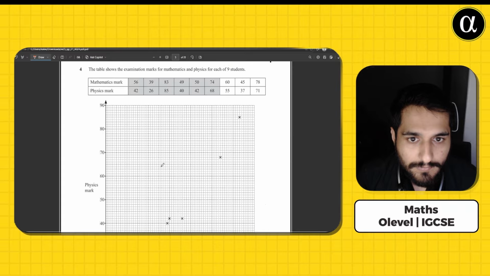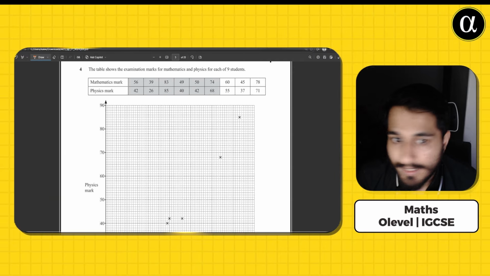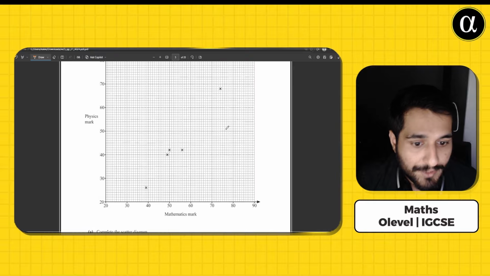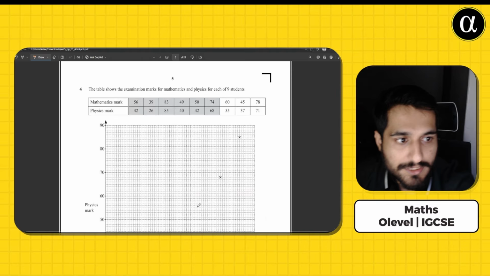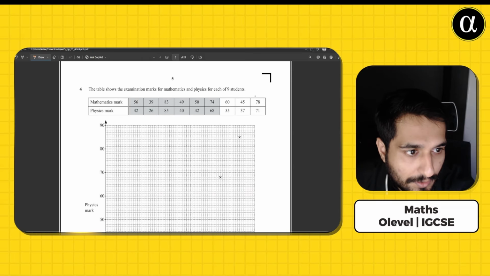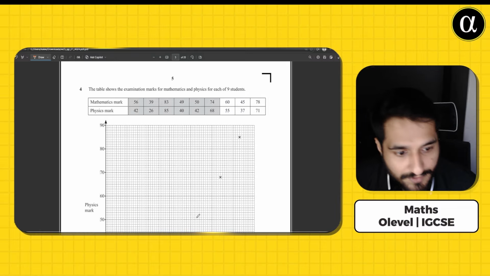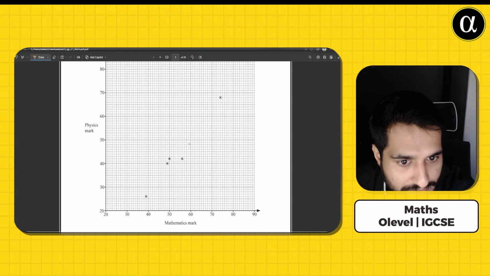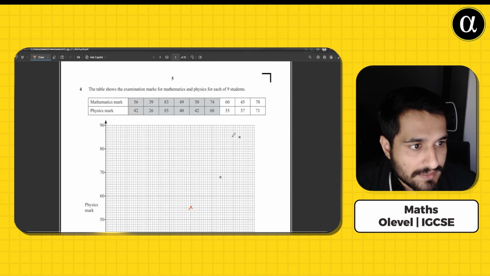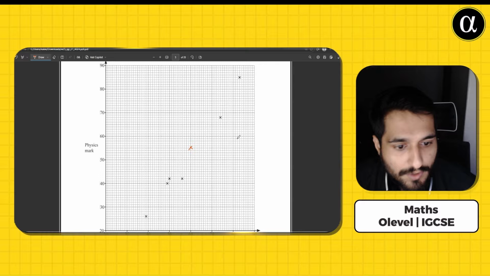Now part 4 says the table shows the examination marks for mathematics and physics for each of 9 students, and it further states to complete the scatter diagram. The first 6 points have been plotted for you. These points have been plotted already. Now we need to draw the last 3. That's going to be 60 and 55. Now 60 and 55 is going to be somewhere here, and then it says 45 and 37.